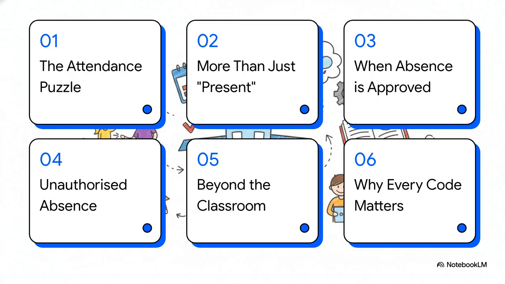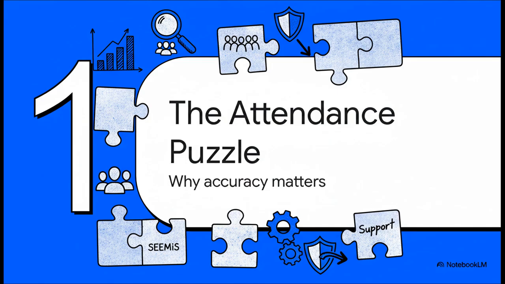So, here's our game plan. First, we'll look at the attendance puzzle itself. Then, we're going to break down what it even means to be present. After that, we'll explore the compassionate reasons behind approved absences, before digging into the surprising stories that unauthorized absences can tell. We'll take a quick peek at some of the codes that are just for admin, and then we'll tie it all together to show you why every single one of these codes really, truly matters. All right, let's dive in.